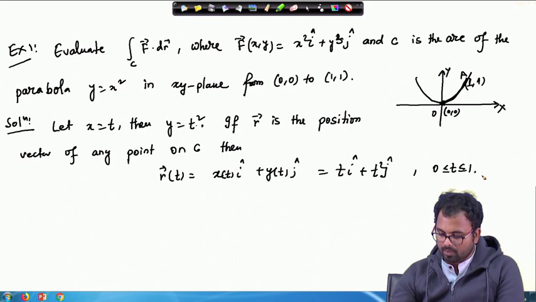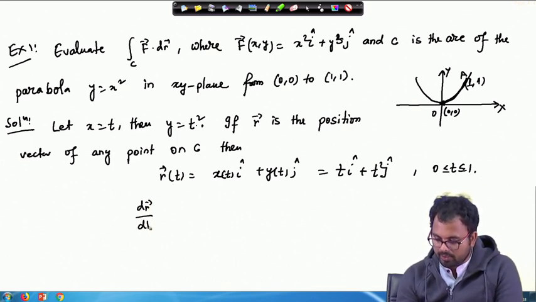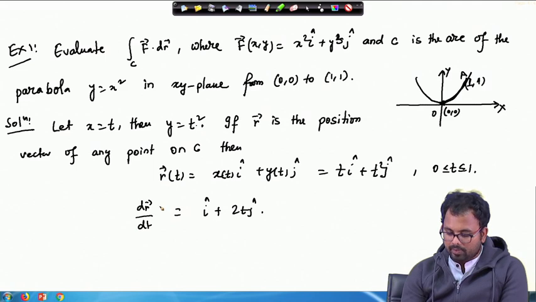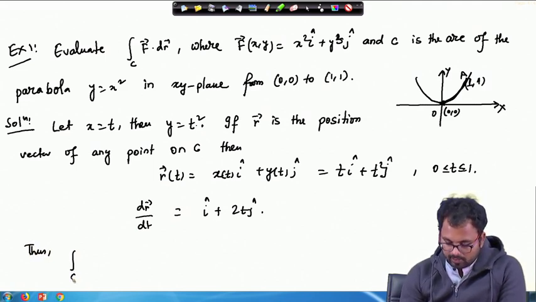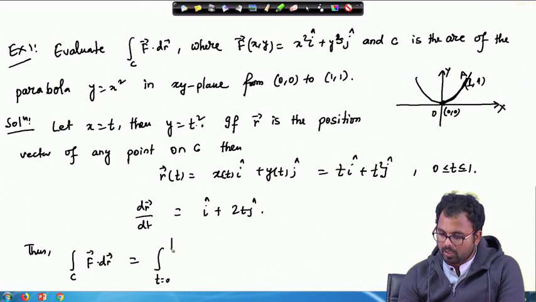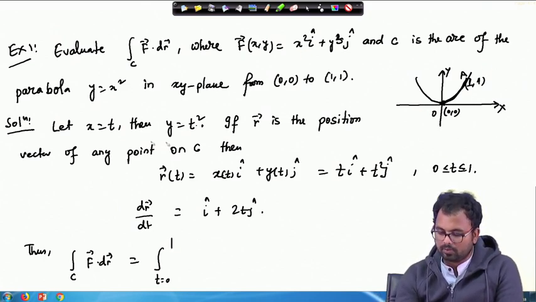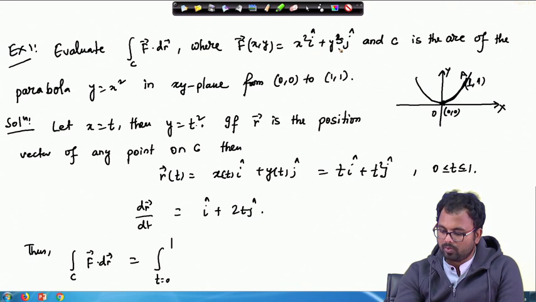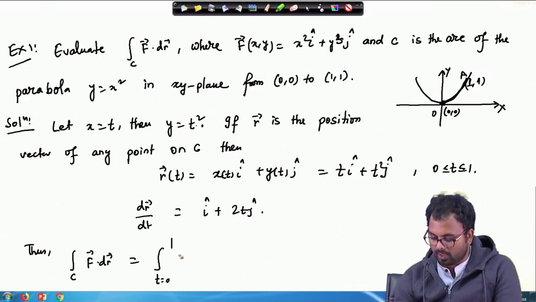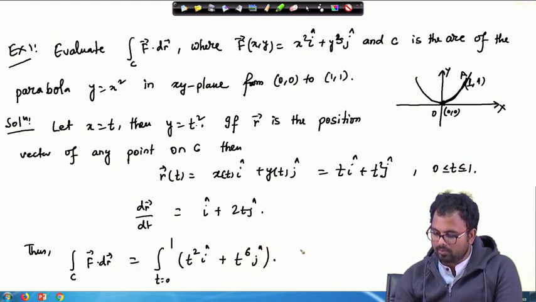Now, we will calculate dr/dt from here. So, our dr/dt is i plus 2t j, all right. So, we have got our dr/dt, thus the integral over the curve C of f dot dr is equal to the integral with t running from 0 to 1. Our f will be, so along this curve, we are integrating along this curve C. So in that way x is basically t and y is t squared. So this is t squared i plus t to the power 6 j, times dr/dt.